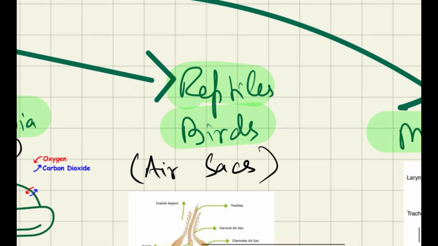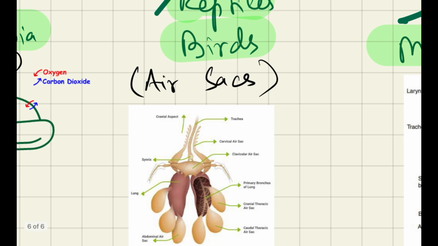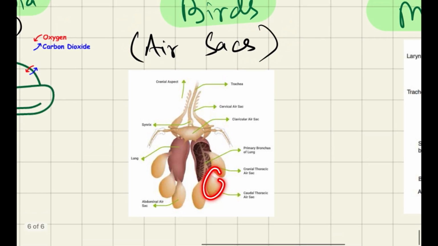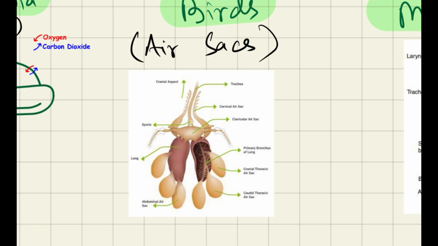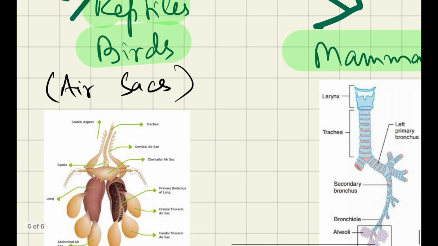Then we can see that in reptiles we can also find lungs. In birds we can find lungs with special modifications which are known as air sacs. As you can see, these air sacs have multiple functions. For example, making oxygen readily available for respiration during flight. Also, the reduction of weight is one of the main functions of these air sacs, because for flight the weight has to be reduced.